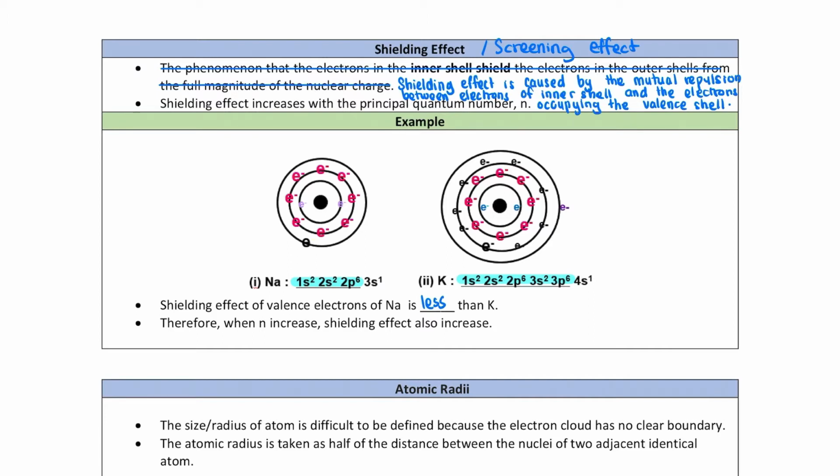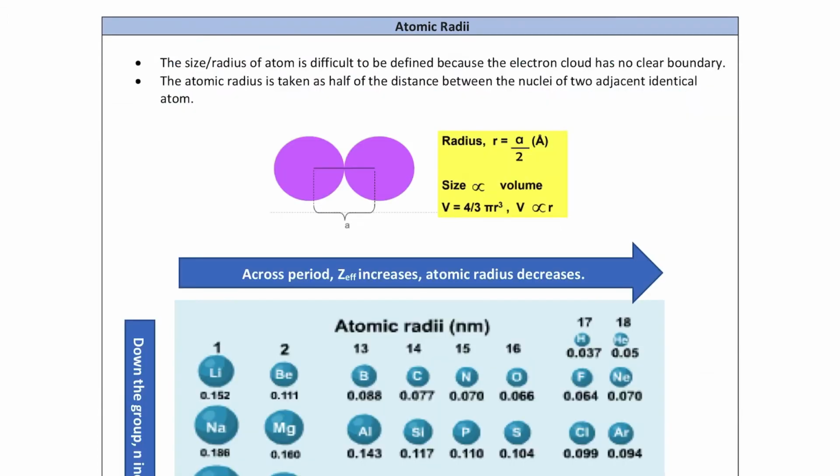Next, kita akan guna knowledge ni untuk explain atomic radius across a period, down the group dan across first row of transition. Okay, atomic radii or atomic radius. Okay, the size or radius of atom is difficult to be defined because the electron cloud has no clear boundary. Okay, before this kita dah cakap elektron tu dia berada di dalam electron cloud. So dia tak ada clear boundary. That means kamu tak boleh nampak very clear dekat situ penghujung dia.